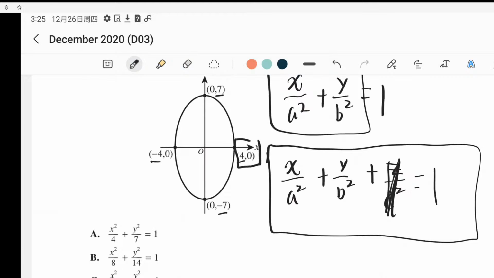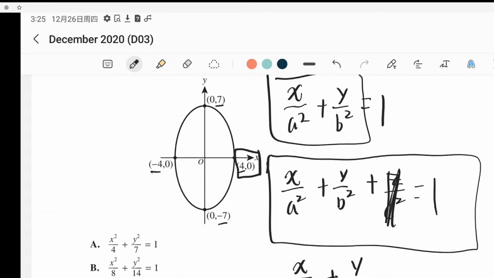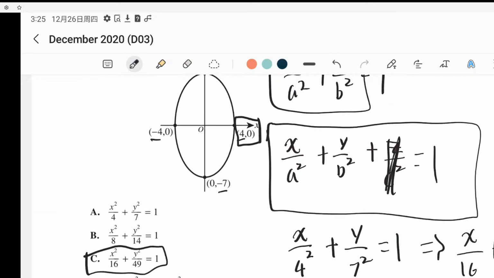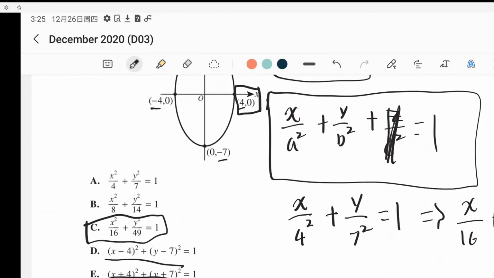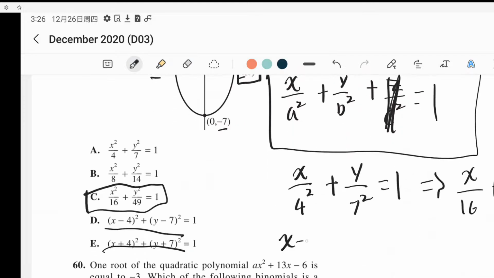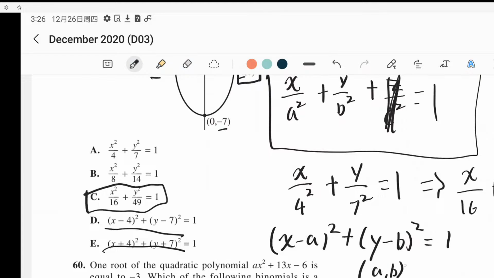So we consider x. We should have x over 4 squared plus y, which on the y-axis gives us 7 squared, equals 1, which implies that this is x squared over 16 plus y squared over 49 equals 1, which is C. Do not use D and E because all these are equations of a circle. The equation of a circle is given by (x minus a) squared plus (y minus b) squared equals r squared, and a, b are the center.